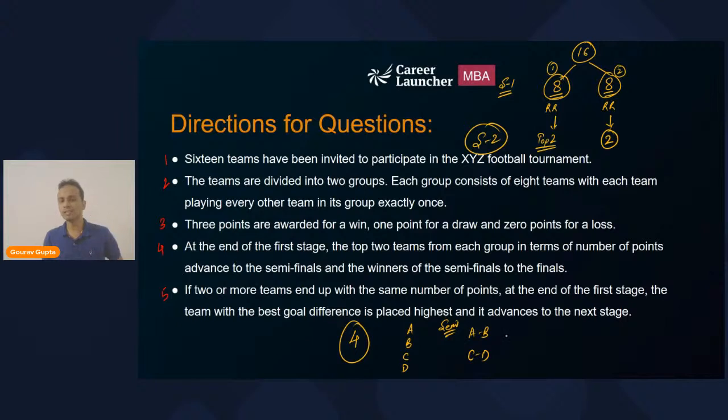There will be 2 matches. The winner of this match and the winner of this match will go and play the final match. So after semi-finals, let's say among A and B, A is the winner, and among C and D, C is the winner. So A and C will play the final of this tournament, right? So this is the entire blueprint. This is what will happen in this case.